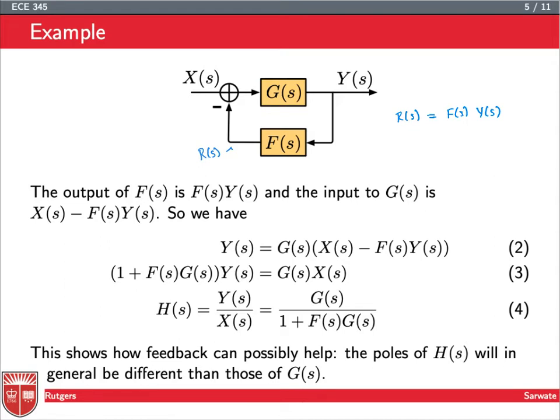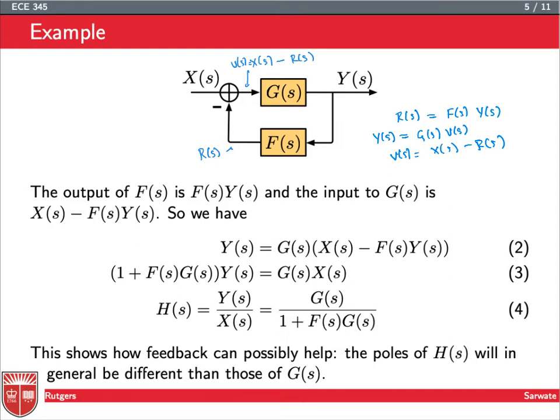And then what we have is that Y(s) is equal to G(s) times V(s), where V(s) is X(s) minus R(s). Right, so now we have over here, this is going to be X(s) minus R(s), and Y(s) is equal to G(s) times this intermediate signal, which we call V(s), and V(s) is equal to X(s) minus R(s).